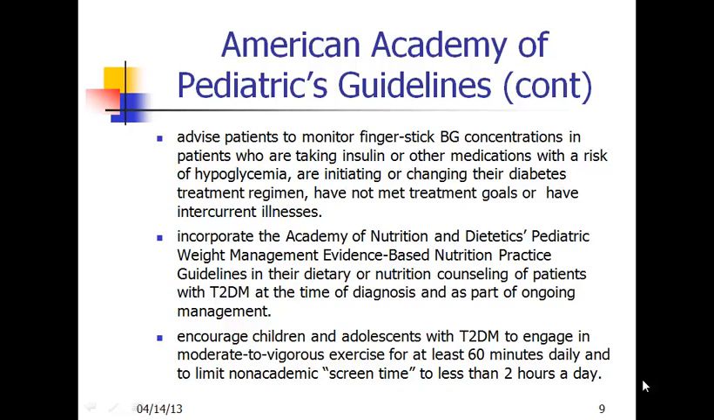Incorporate the Academy of Nutrition and Dietetics Pediatric Weight Management Evidence-Based Nutrition Practice Guidelines in dietary or nutrition counseling, and encourage children and adolescents with type 2 diabetes to engage in moderate to vigorous exercise for at least 60 minutes daily, and limit non-academic screen time to less than 2 hours a day.